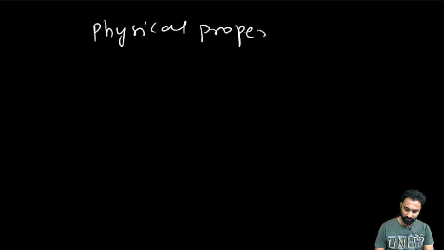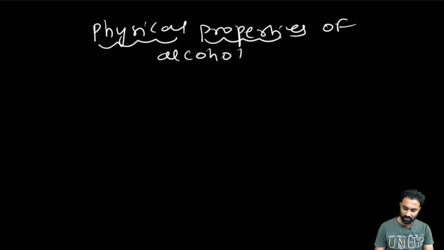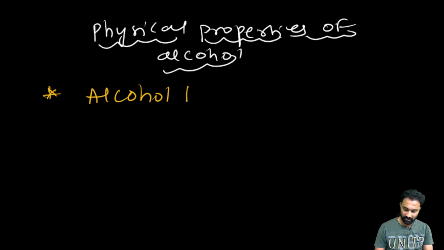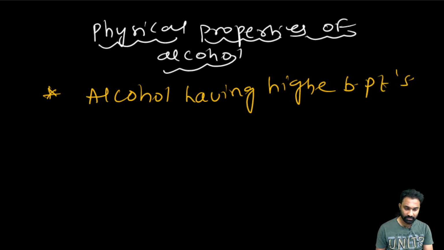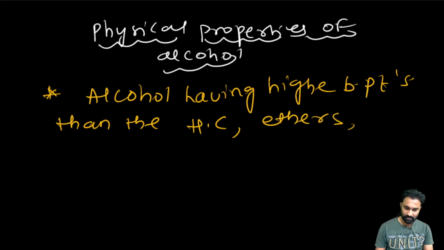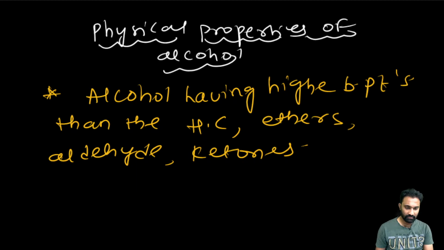Physical properties of alcohols. Clear? Now, physical properties of the alcohols are also very important. In this, the very first key point is alcohols having higher boiling points. First of all, the alcohols have higher boiling points than hydrocarbons, ethers, aldehydes, ketones. Can anyone say why? What is the reason for the alcohols having the higher boiling point than the aldehydes, ketones, ethers, and hydrocarbons?